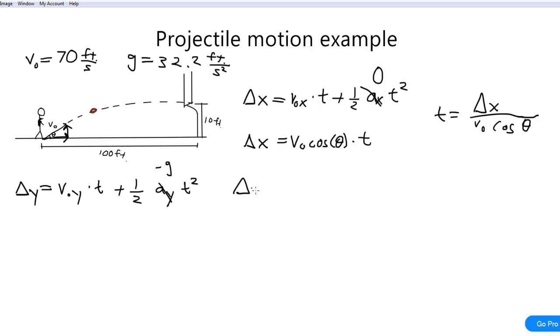So we have delta y equals v naught y, which is going to be v naught sine theta, because we're working with the opposite side, times time, minus a half times 32.2 and then t squared. Of course we know what time is, but it was not implemented just yet.